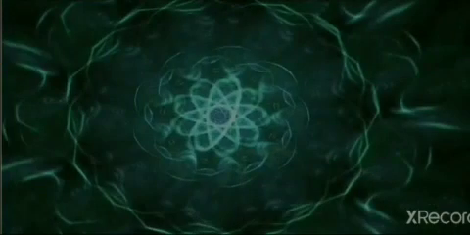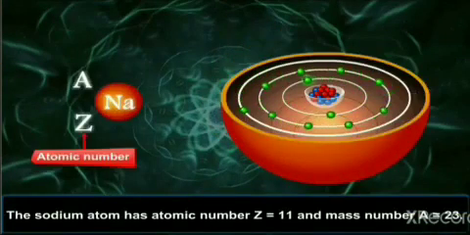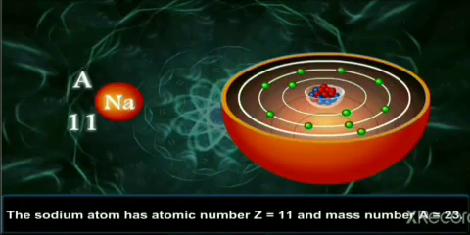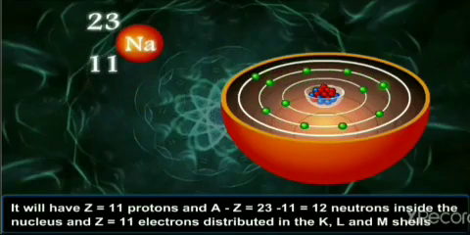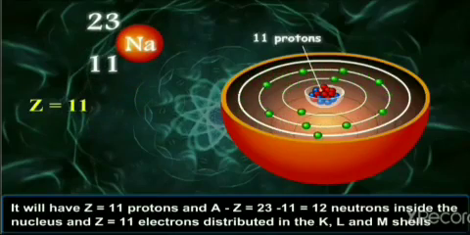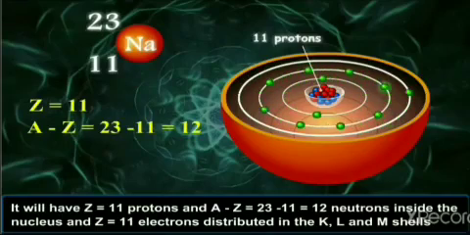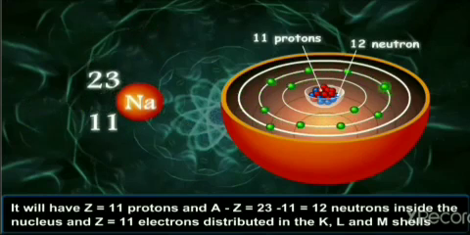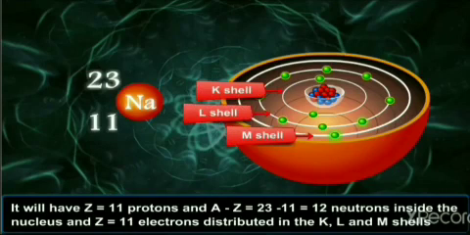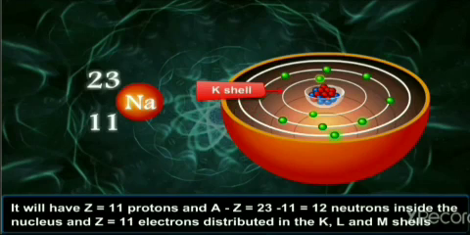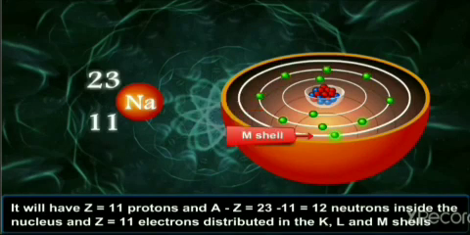Example 3. The sodium atom has atomic number Z equal to 11 and mass number A equal to 23. It will have Z equal to 11 protons and A minus Z equal to 23 minus 11 equal to 12 neutrons inside the nucleus, and Z equal to 11 electrons distributed in the K, L, and M shells. 2 in the K shell, 8 in the L shell, and 1 in the M shell, as shown in figure.